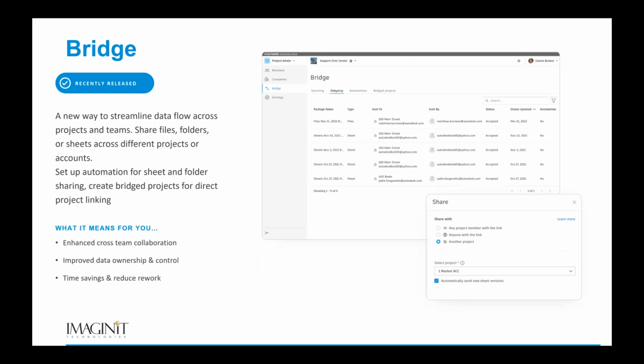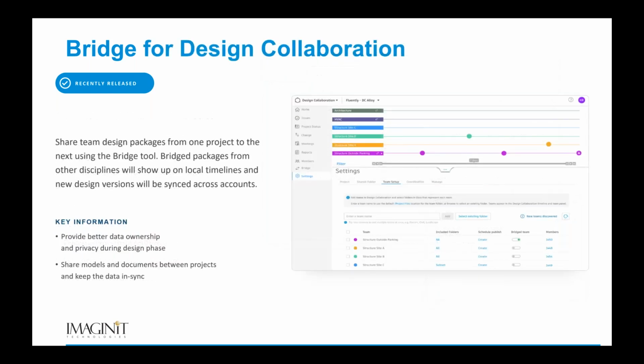So originally Bridge was designed so that you could bridge sheets between Autodesk Build projects or folders across any Docs project, right? That allowed you to share and automatically update data from one project in someone else's project. So people could be working in two completely independent projects, so your data is secure in your environment, yet the critical data could be shared between them, right? And that was a really powerful way to work.